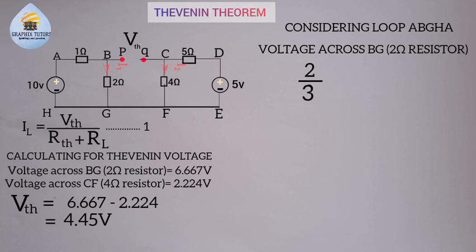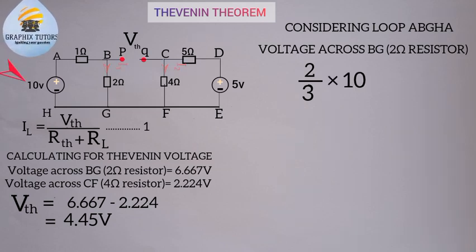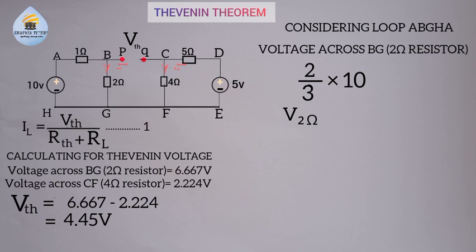So 2 over 3 times the voltage source in that mesh. And what is the voltage source? The voltage source is 10. So if I use 2 over 3 times 10, I'm going to have the voltage across the 2 ohm resistor equal to 6.67. Is that okay? You see how we get that so fast?